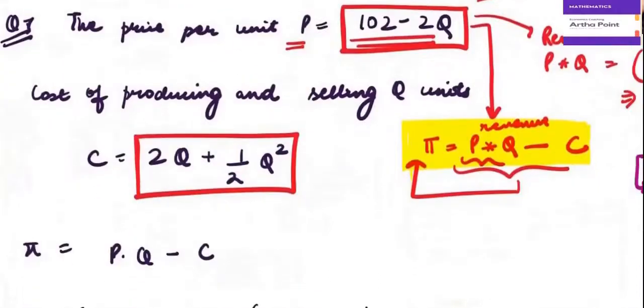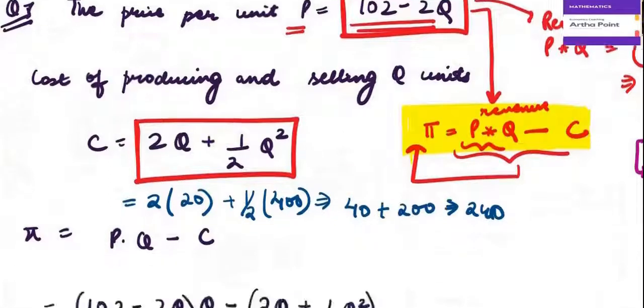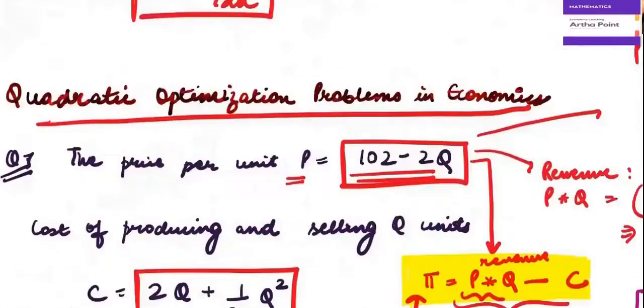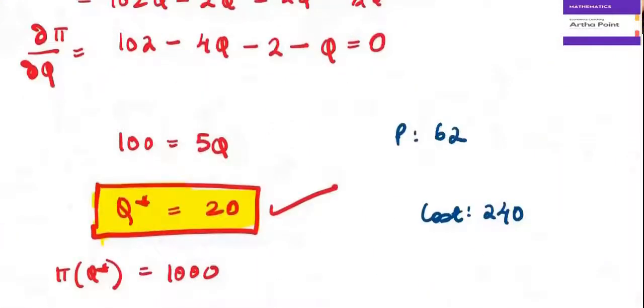What will be the cost? Cost will be 2 into 20 plus half into 20 square, which is 400. So this will be 40 plus 200. This will be 240. So what is my cost coming as? Cost is coming as 240. What is my price coming as? Price is coming as 62. What is my quantity coming as? Quantity is coming as 20.